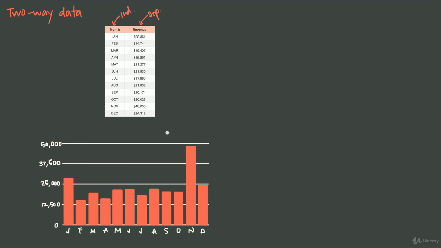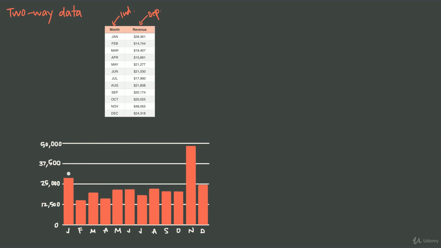We can see that the smallest value that we have in the table is the revenue for the month of February, just under $15,000. And the largest revenue figure that we have is for the month of November at just over $48,000. So we'd want to set up our axis here from 0 up to $50,000 so that we can capture this $48,000. And then we would just graph the revenue for each month.